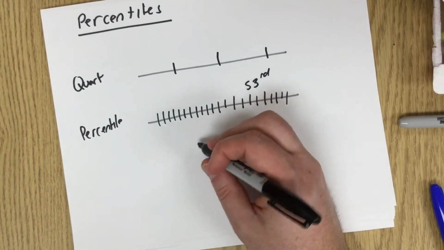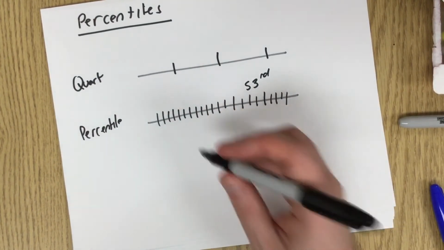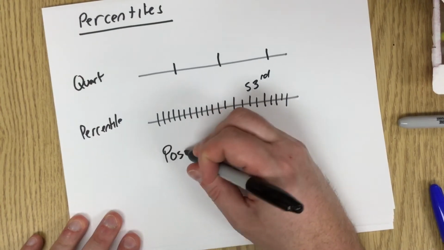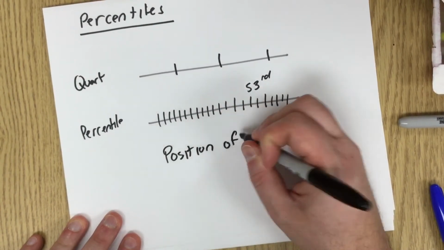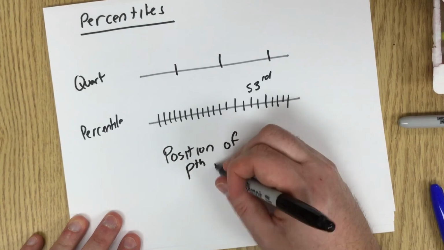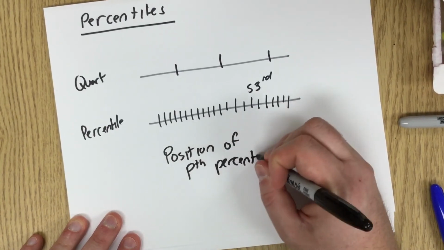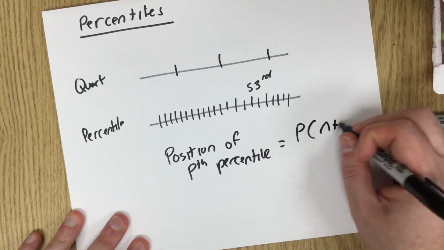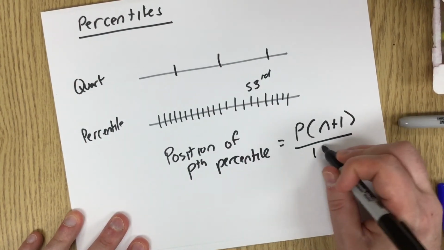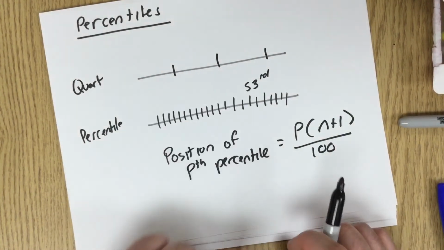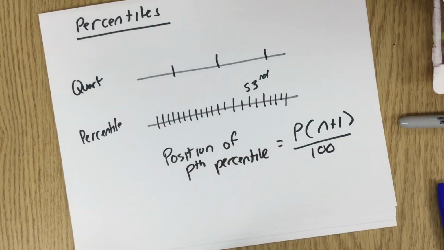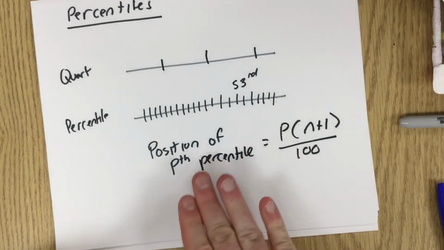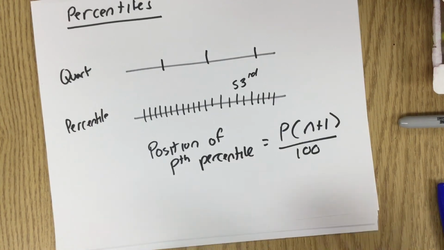There's not really many formulas for that, but the position of the pth percentile can be written as p times n plus 1 over 100. So the 53rd percentile would be 53 times n plus 1 over 100. That would be the position, and then you'd have to look at the actual data to get the number.